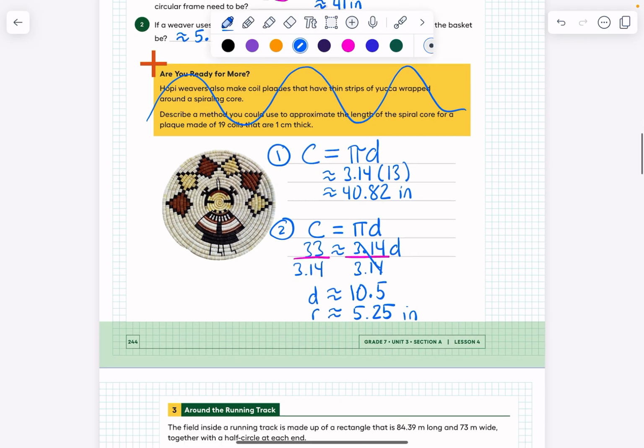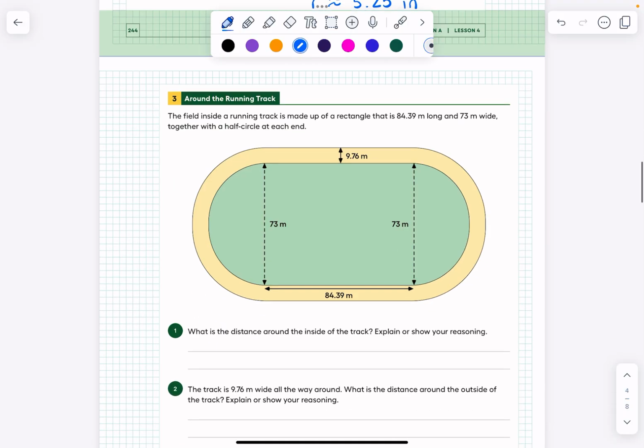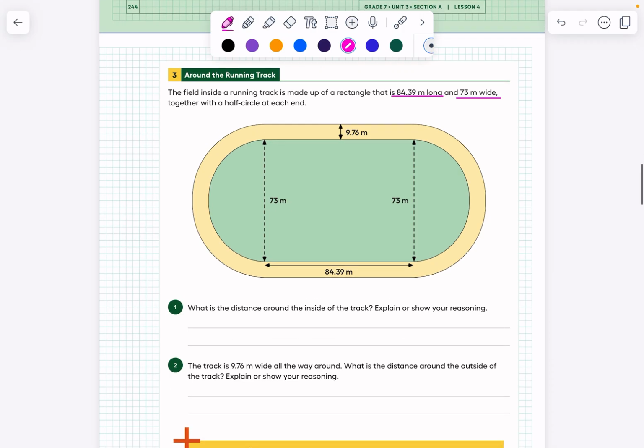Okay, next activity, and I believe it's the last activity as well. So around the running track, the field inside a running track is made up of a rectangle that is 84.39 meters long and 73 meters wide. All right, let's annotate that stuff. All of that stuff is juicy and important. It says 73 meters wide, together with a half circle at each end.